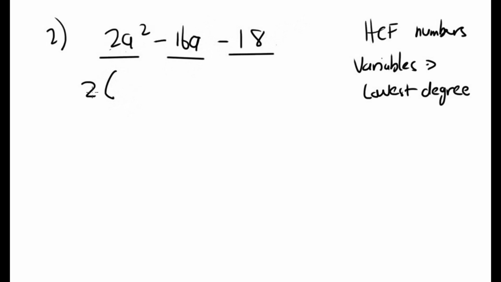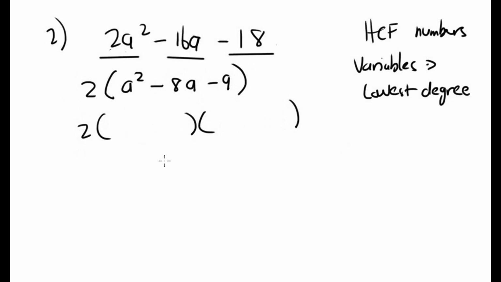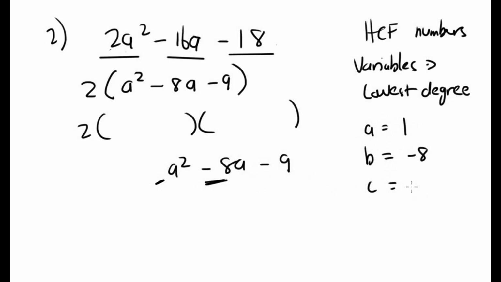So this gives us 2a squared divided by 2 gives us a squared. And then I've got minus 8a minus 9. And so now I can work with my trinomial. So I bring the 2 down. And so I've got a squared minus 8a minus 9. So the first step again, I need to find out what is a, b, and c. So a in this case is an invisible 1 over there. b is minus 8. And c is minus 9.